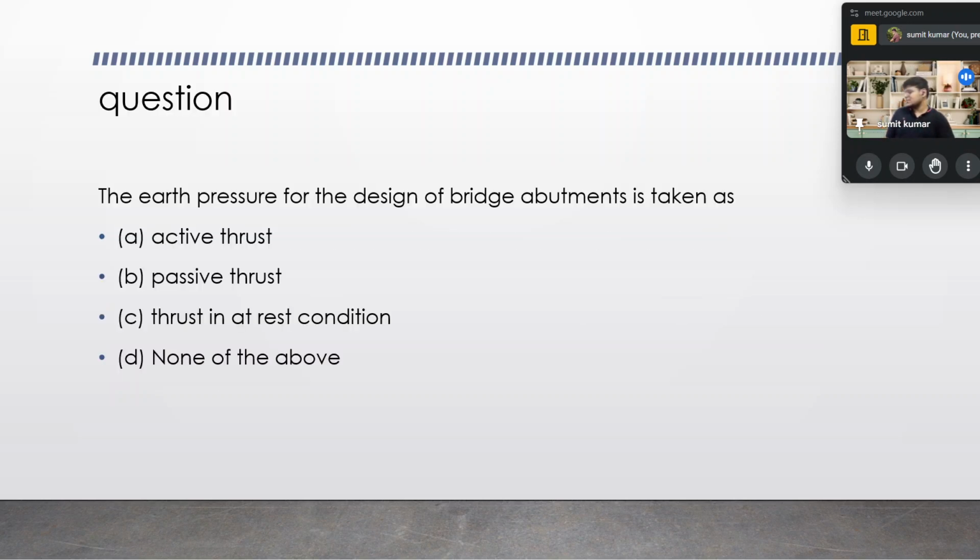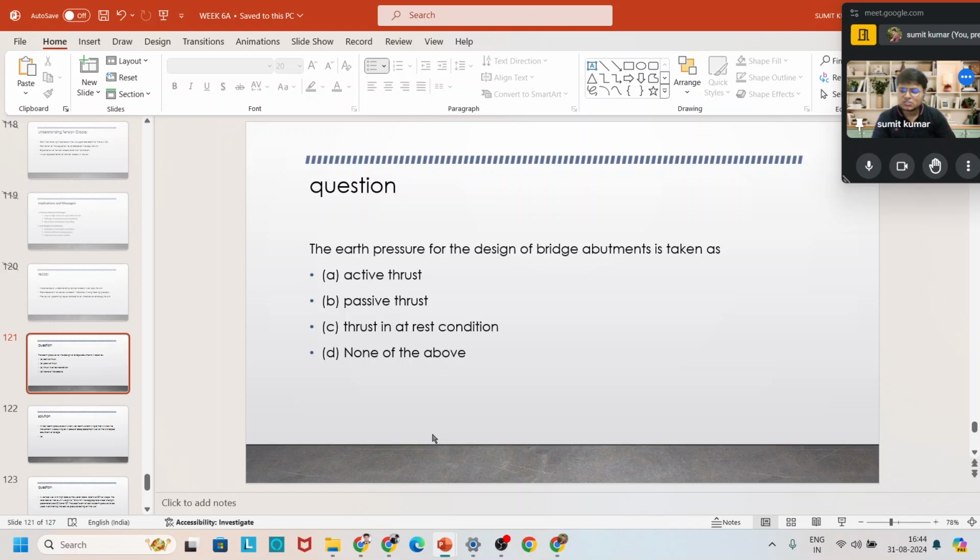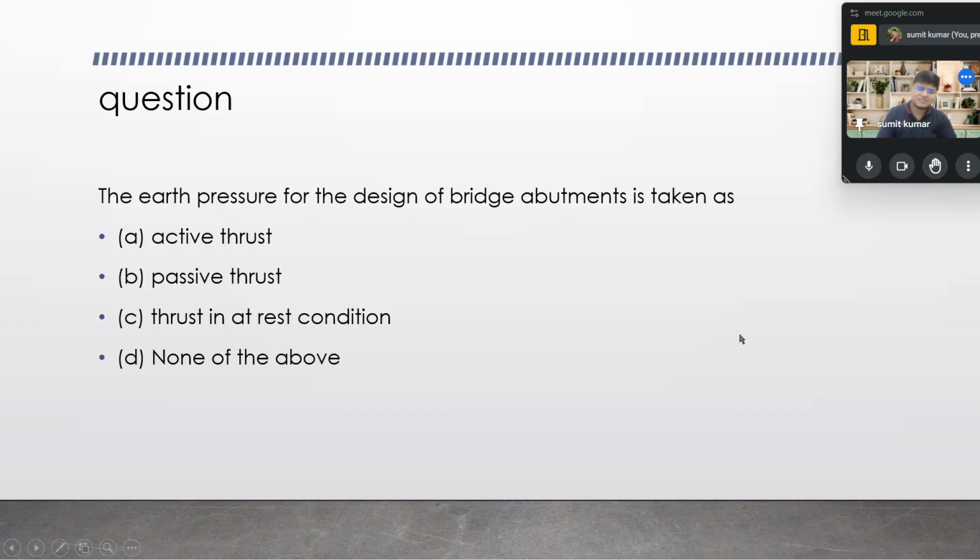Okay, now we will start with some small questions before we sum up today's session. We will take a few very small problems and then we will end today's session. And as I have said earlier, we are going to solve the effective stress path problem as well in the end.